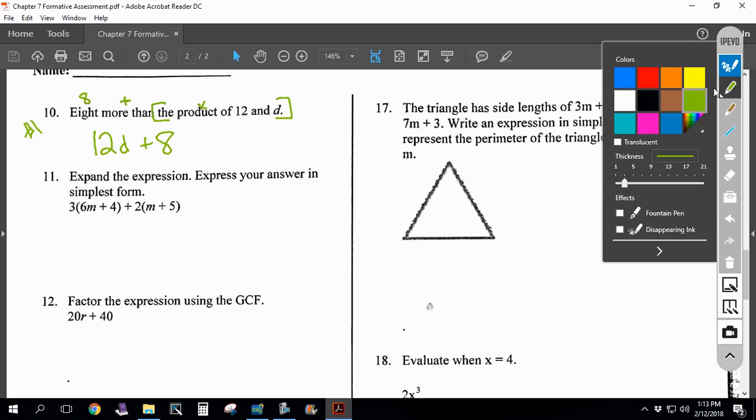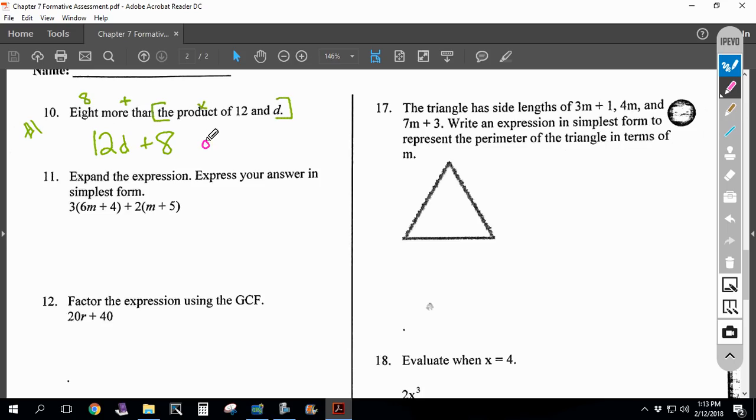Now, this is one of these special circumstances where I will actually accept a second answer because of the commutative property of addition. I'm going to write that up here so you can have it. Commutative property of addition, which states that 4 plus 3 is the exact same thing as 3 plus 4. You can flip the order of an addition problem, and it won't hurt you. So having said that, I will also accept 8 plus 12D. Okay? I will accept either one there.